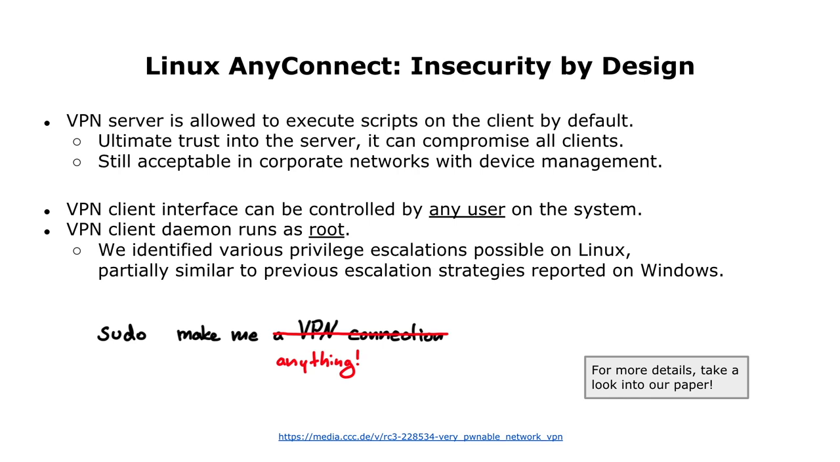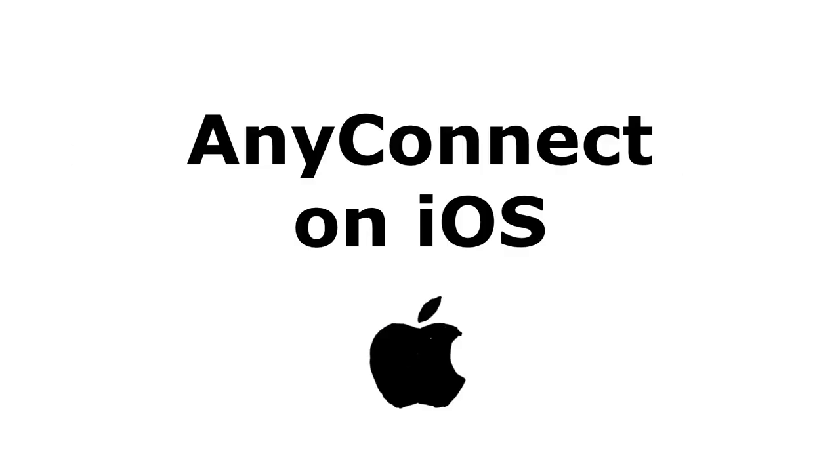Gerhard identified various privilege escalations on Linux. Interestingly, some of these are similar to other bugs reported on Windows before, even though slightly differing in implementation details. Apparently, Cisco did not fix reported issues systematically across all clients. And now let's take a detailed look into the iOS implementation.